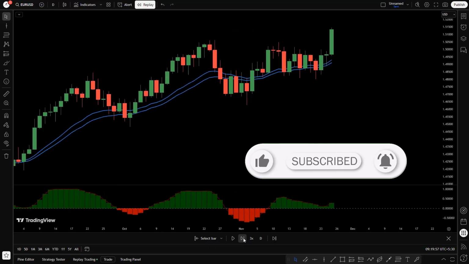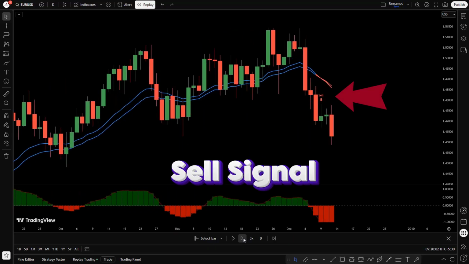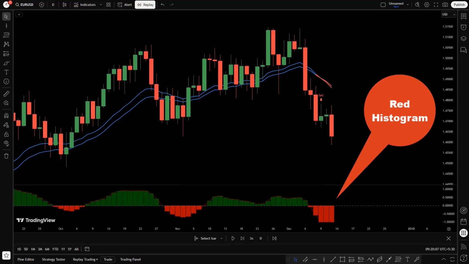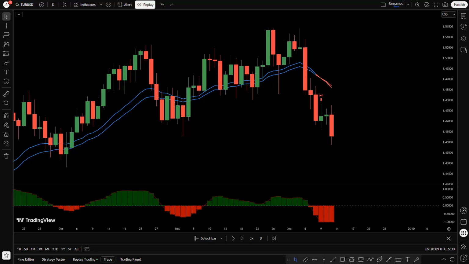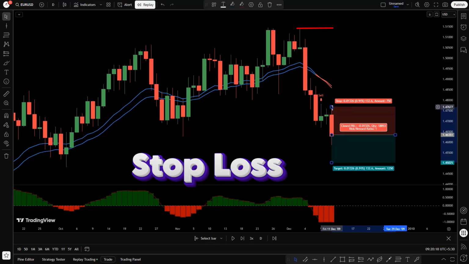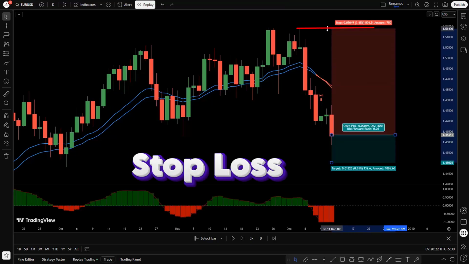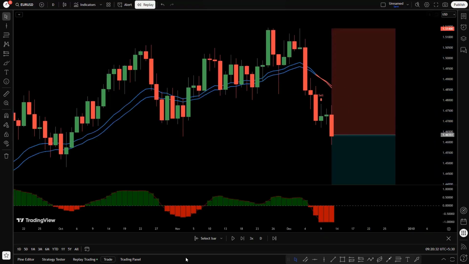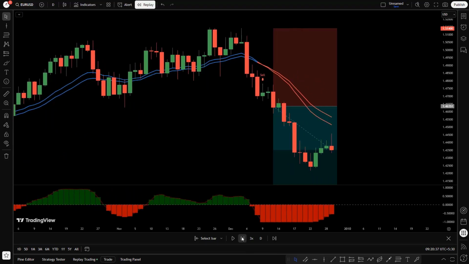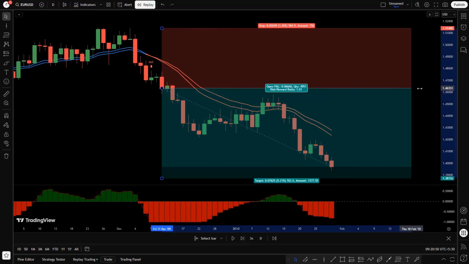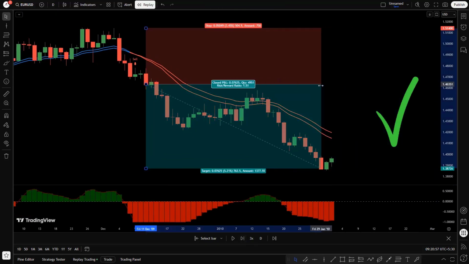Friends, let's see some more examples. When the Trend Finding EMA indicator gives a sell signal, the Ehlers Universal Oscillator indicator forms a red histogram, and the market forms a bearish candle, so all these conditions are met, so we need to take a sell order. Our stop loss should be placed at the previous high of the market. The risk-reward ratio is 1 to 1.5. Let's see what happens to our trade. We have won the trade.